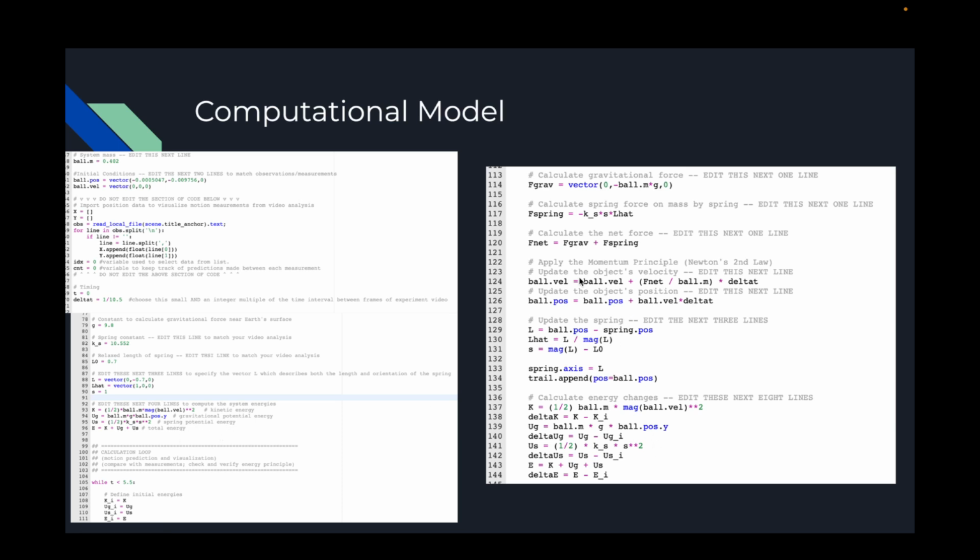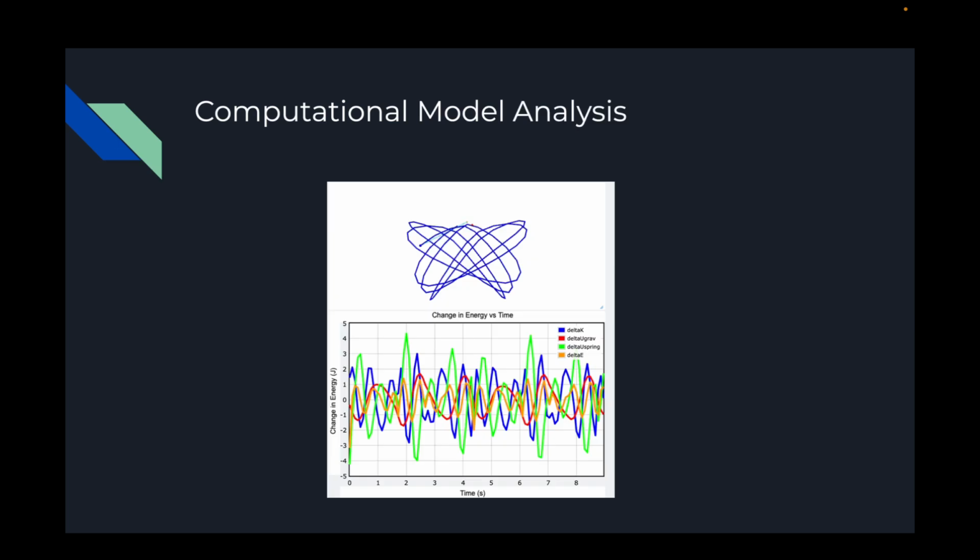And then over here is where I used velocity update and position update, as well as net force and spring force and force of gravity to update to get delta K, delta U_G, and delta U_S, and then the delta E as well. So here's my analysis for my computational model.